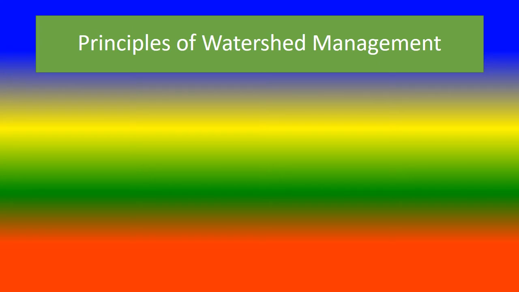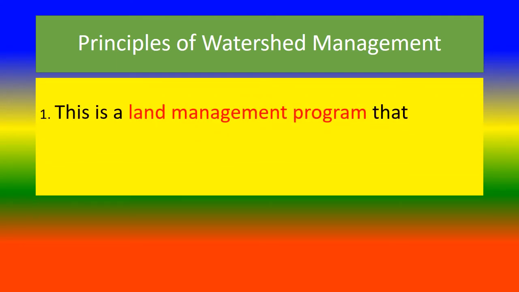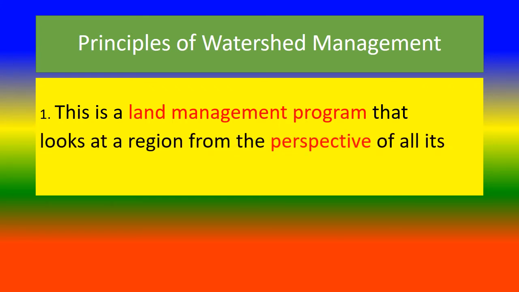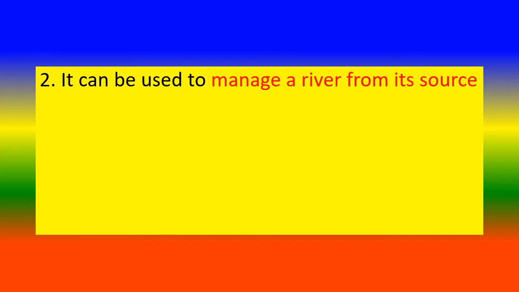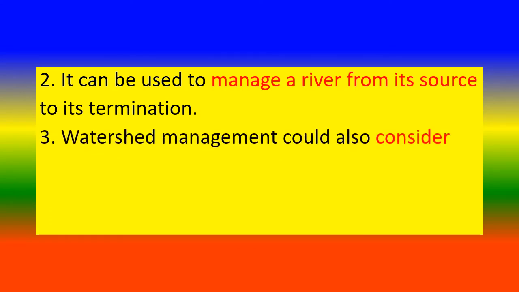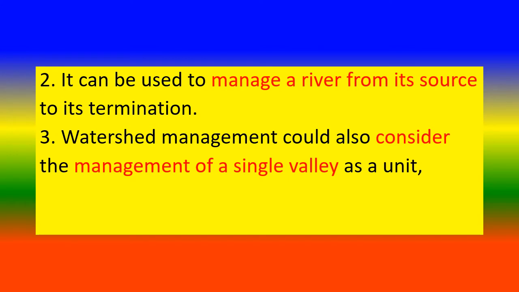Principles of watershed management. First, this is a land management program that looks at a region from the perspective of all its water related issues. Second, it can be used to manage a river from its source to its termination. Three, watershed management would also consider the management of a single valley as a unit based on its small streams.